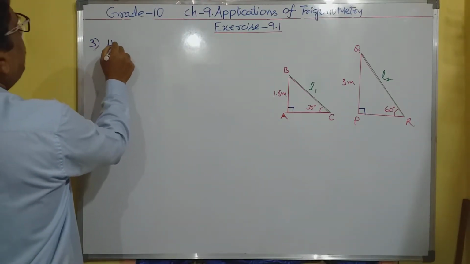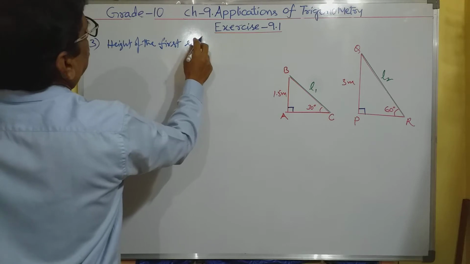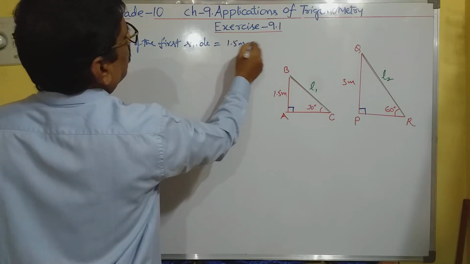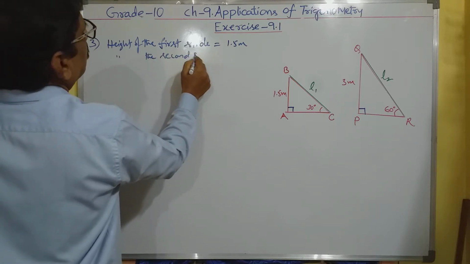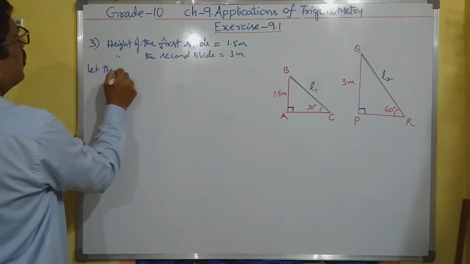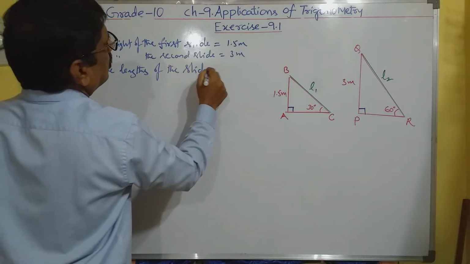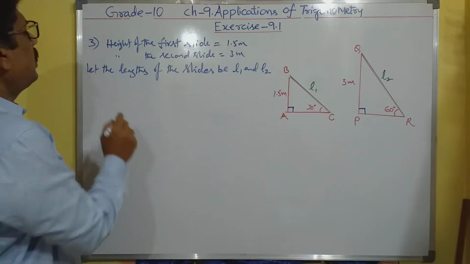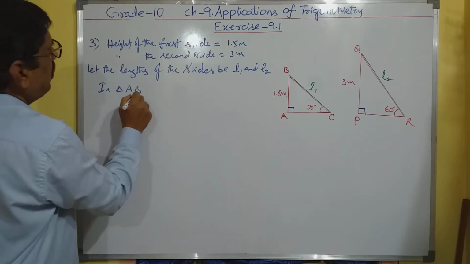Height of the first slide is equal to 1.5 meters. Height of the second slide is equal to 3 meters. Let the lengths of the slides be L1 and L2. Here now look at the first triangle. In triangle ABC.